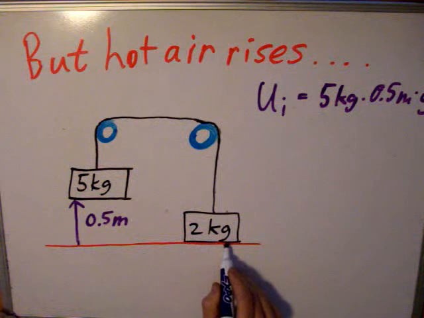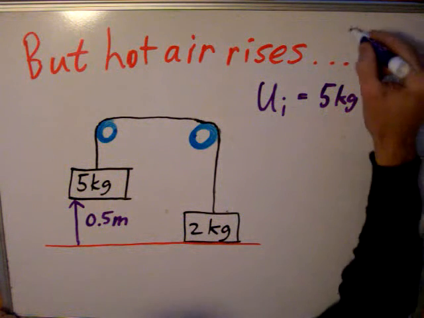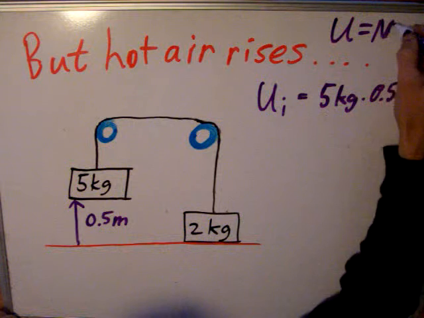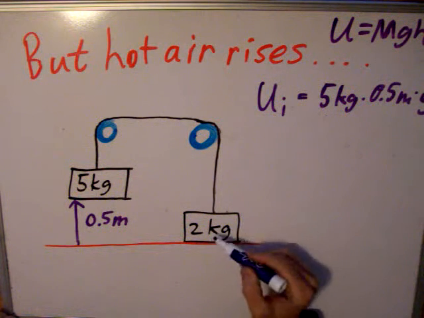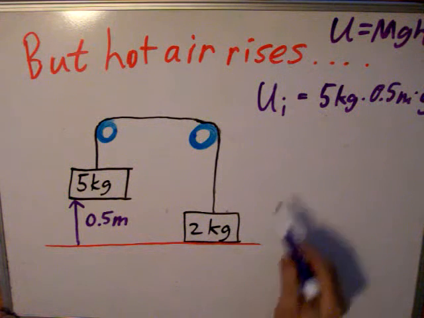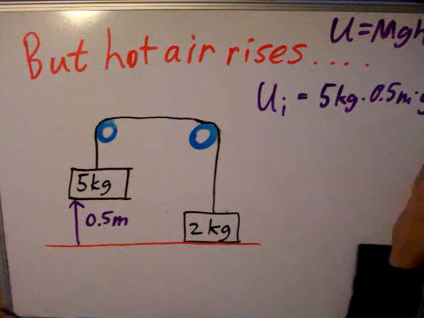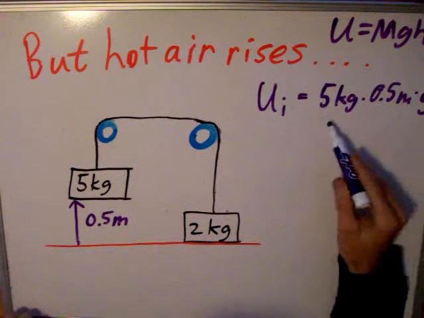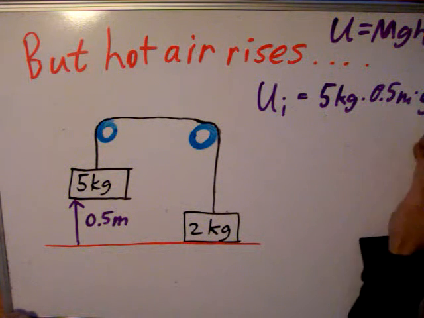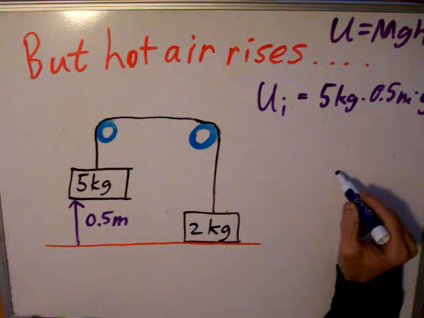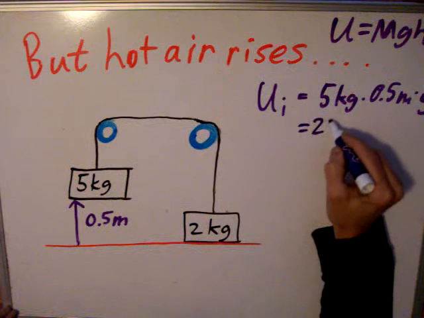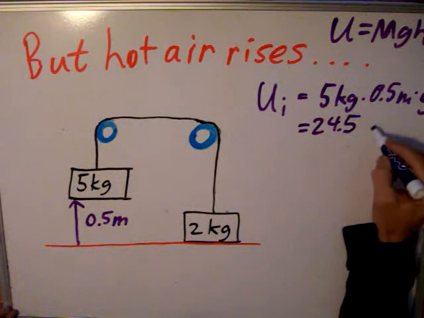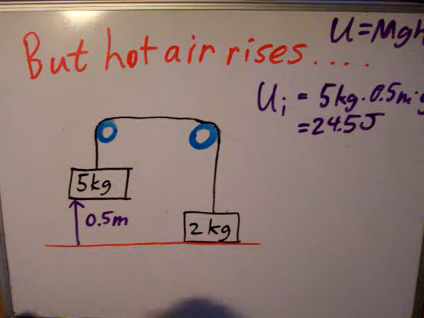Now, the height of this one is 0. So I know that if I look at my equation here for energy, the height is 0, so there must be no energy in this one. Okay, so don't even have to write this down. So the initial energy is simply UI times 5 kilograms times 0.5 meters times little g, so that would be 4.9 times 5, which is about 24.5 joules.